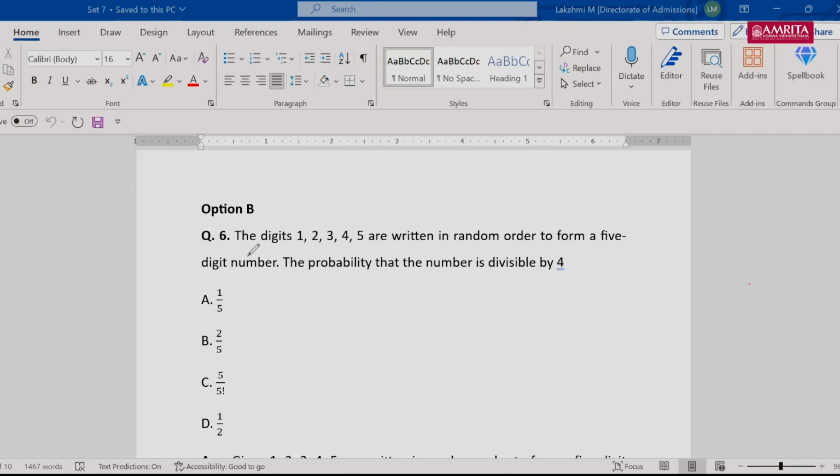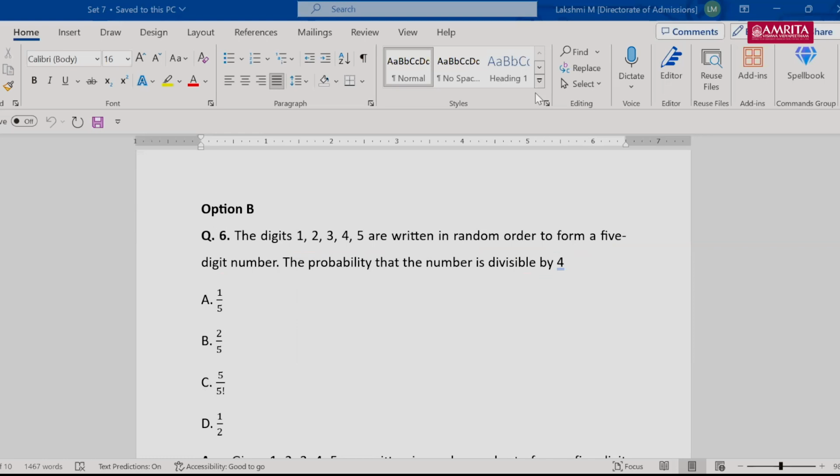The digits 1, 2, 3, 4 and 5 are written in random order to form a 5-digit number. The probability that the number is divisible by 4 is... It is important: the condition is the probability that the number is divisible by 4. Is it 1 by 5, 2 by 5, 5 by 5 factorial or 1 by 2?